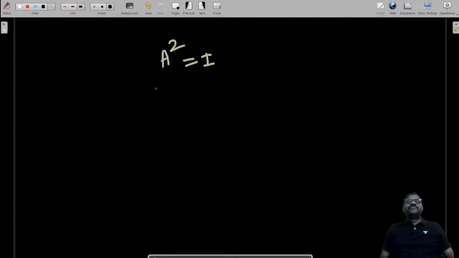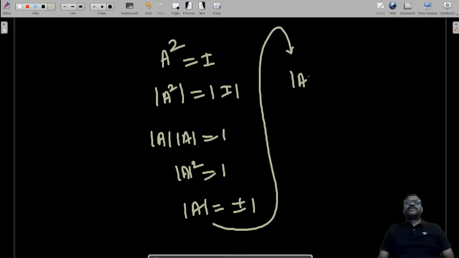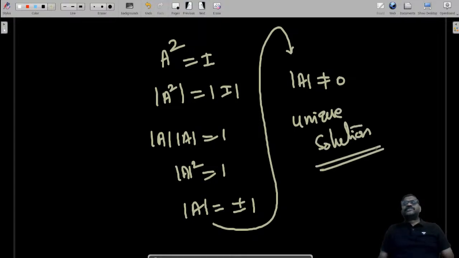Please observe. If A square is I, determinant value of A square is determinant value of I. Determinant value of A square equal to determinant value of I can be written as det A into det A is 1. Det A whole square is 1. Det A is plus or minus 1. If determinant is plus or minus 1, determinant is non-zero. If determinant is non-zero, the system possesses a unique solution. Understood?